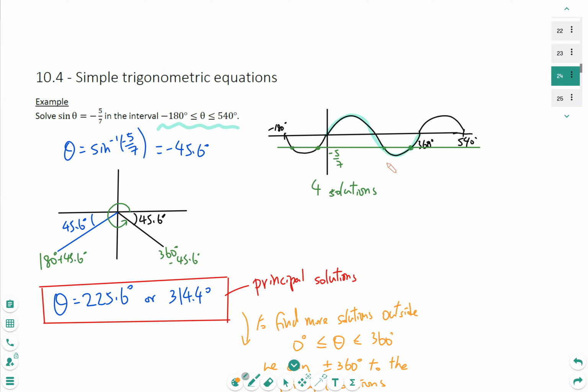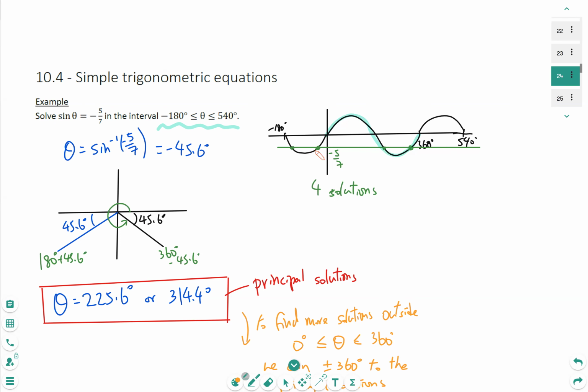Now, I'll let you think about this. In the principal solution, using this graph, can you tell me, should we add or subtract 360°? We should subtract 360°. Because if we add 360, we are finding solutions beyond 360°. But from the graph, you can see from 0 to 540°, there are no more solutions beyond 360. However, there are two before the 0°. So we should subtract 360°.